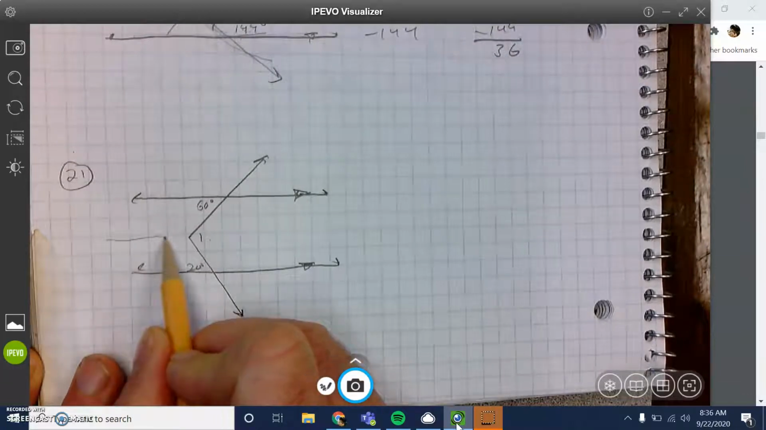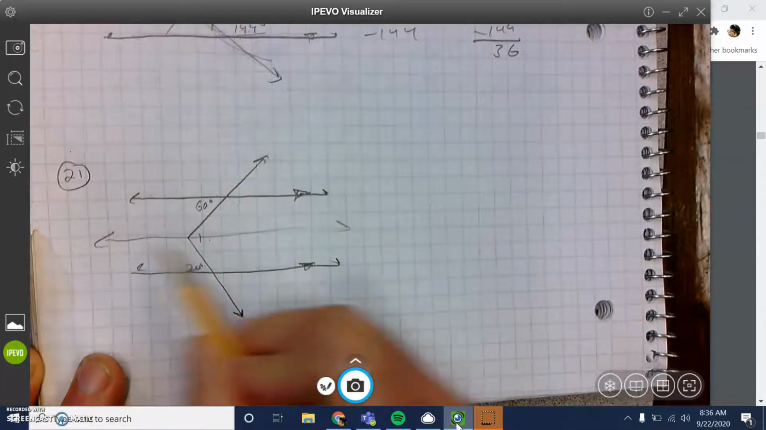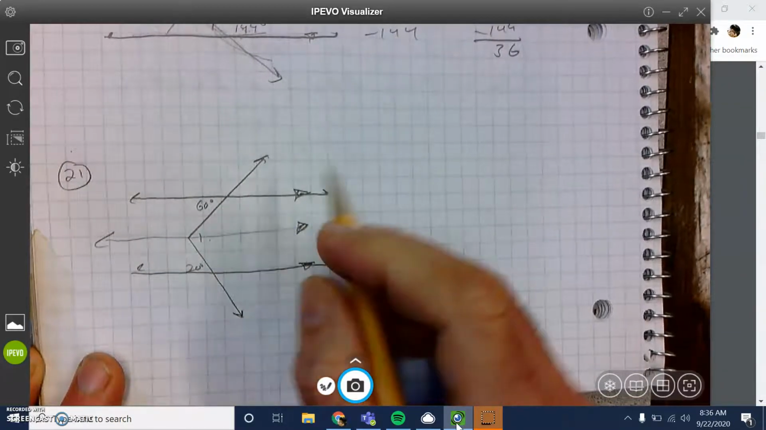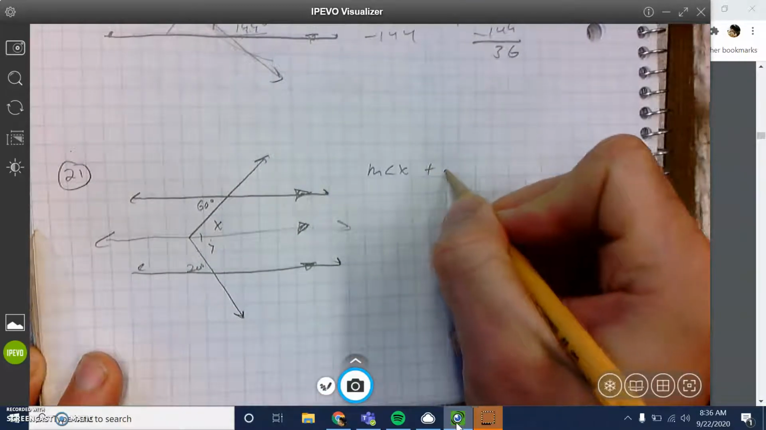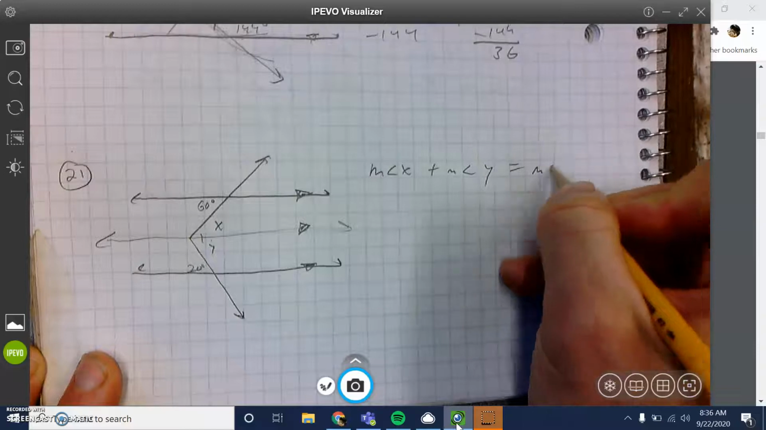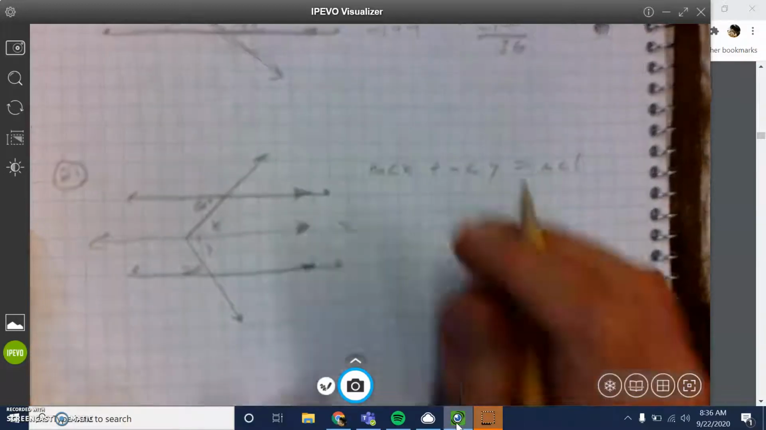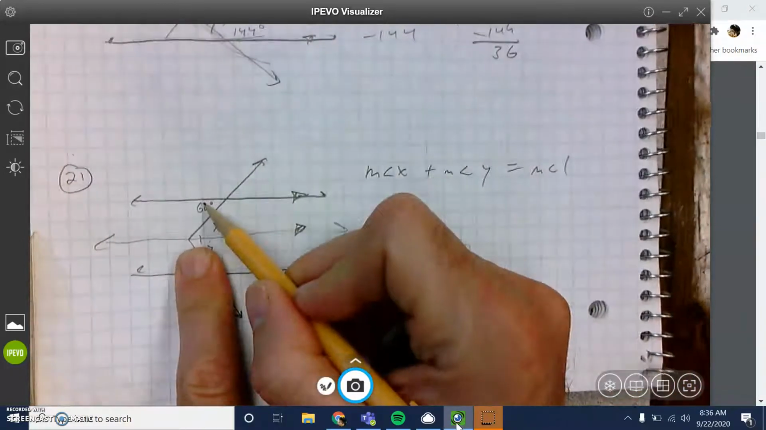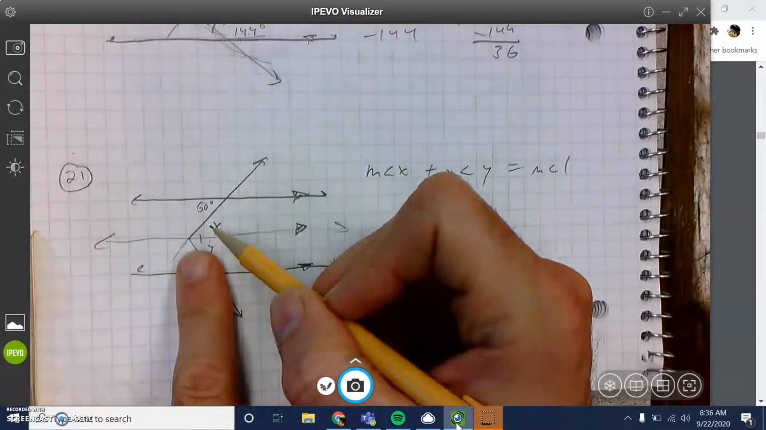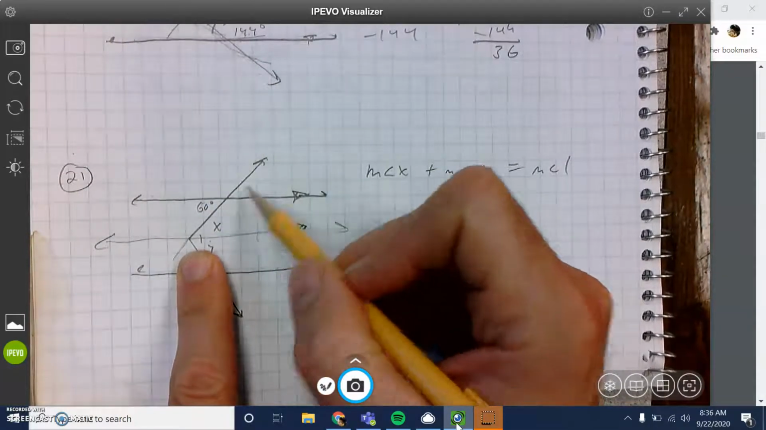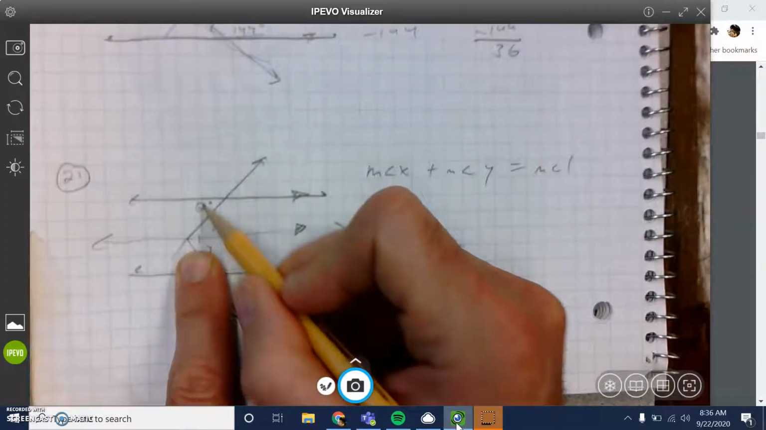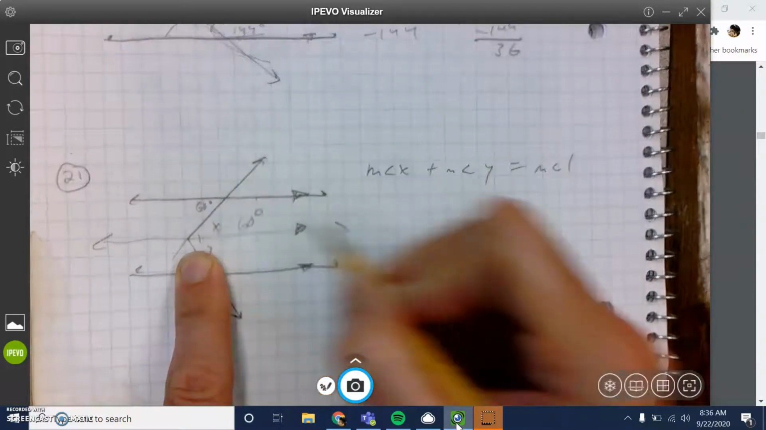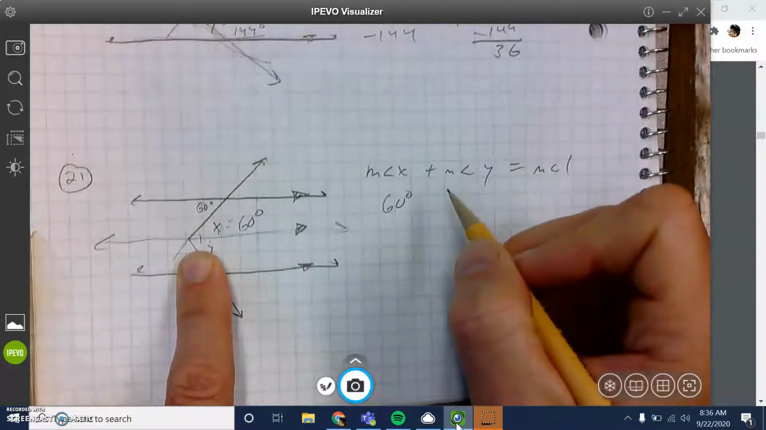I'm going to go faster this time. Parallel lines. Okay, x and y. The measure of angle x plus the measure of angle y equals the measure of angle 1. All right, so x, if I extend this line, there's my transversal. Here are my parallel lines. And so these are alternate interior. Alternate interior angles are congruent. So this is 60 degrees for x.